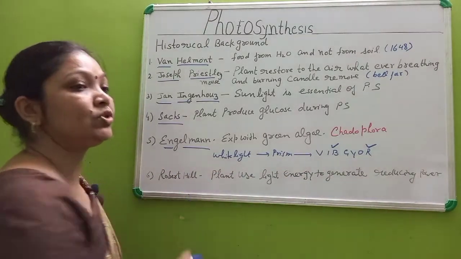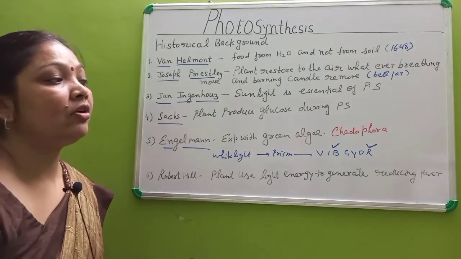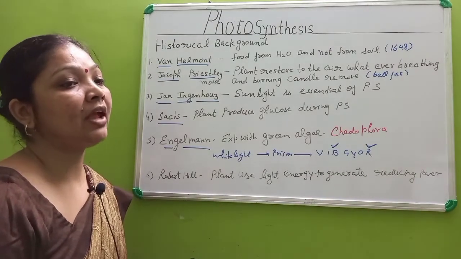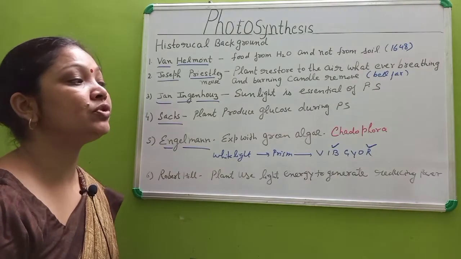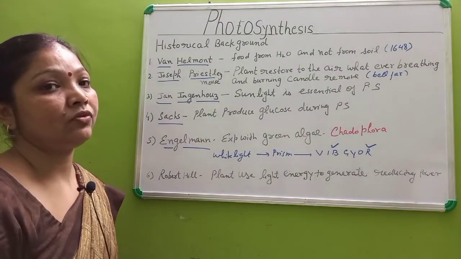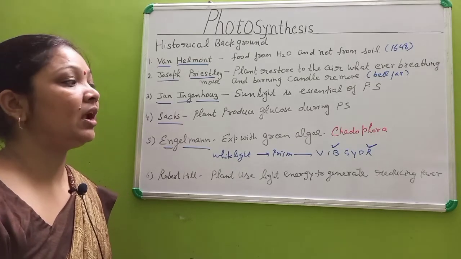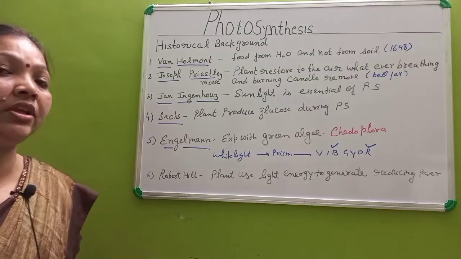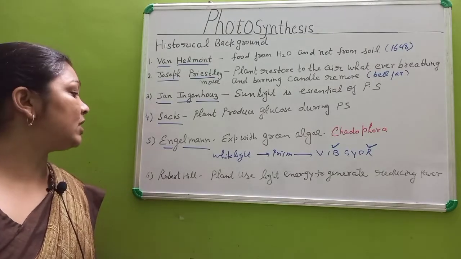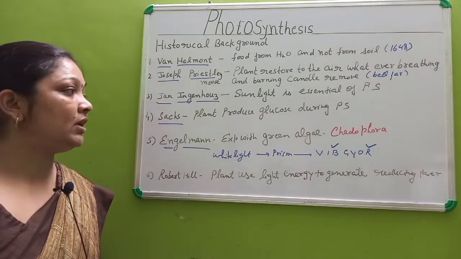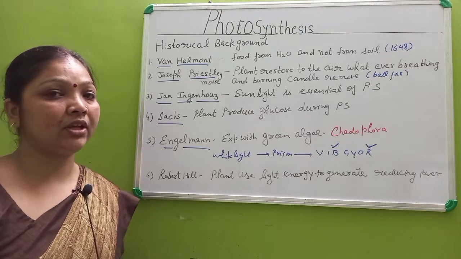Now the next one is Robert Hill. Robert Hill used light energy to generate reducing power. He said that plants use light energy and are able to produce reducing power. So reducing power is the hydrogen. So he said that plants use the energy and are able to reduce that. So these are some of the scientists. Now there are some more that we have to study.